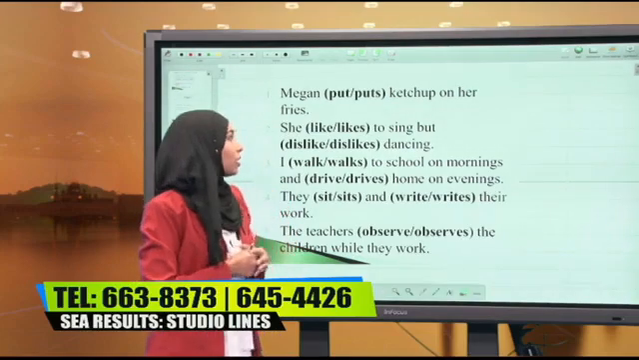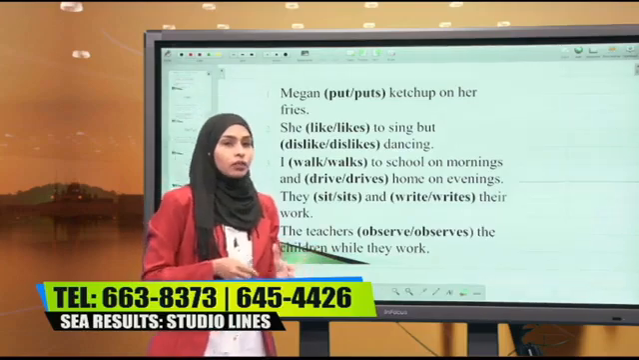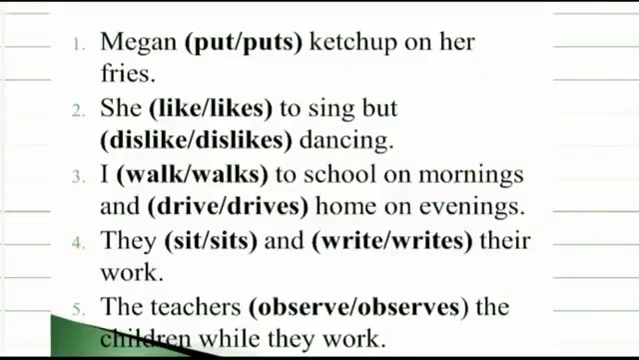Hi, Adrian. So we are looking at number 1, where we have Megan put or puts ketchup on her fries. The answer is puts because it's a singular subject, a singular noun. So which one? Put or puts?